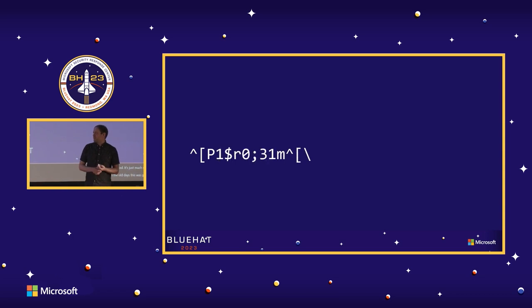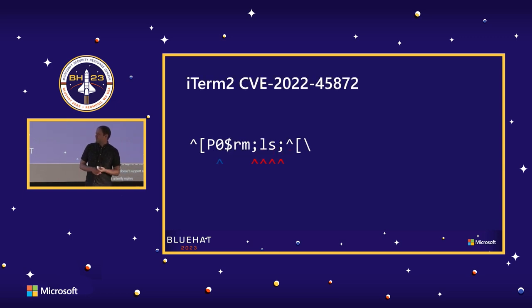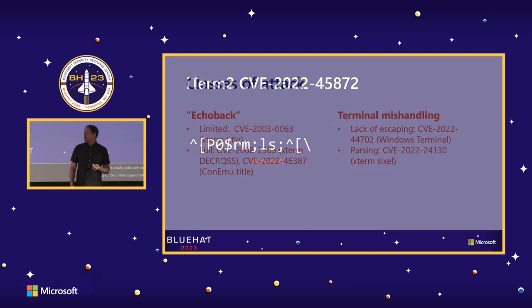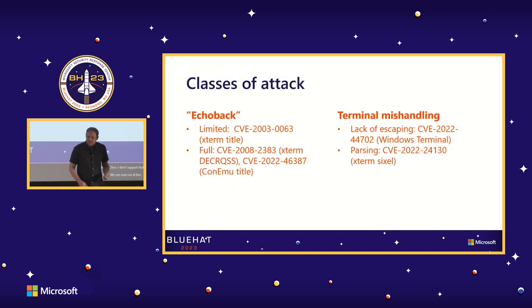So if we send that, we get a reply that says, I'm currently red. So it says 31M, I'm red. So if it doesn't support something, it actually replies with something that says, 0, I don't support that, but here's ls anyway. So we can now run ls. So I'm calling this particular one a full echo back attack, because it means that we can run things like an enter, we can send enter, we can send control C. There's also cases of a limited echo back attack.